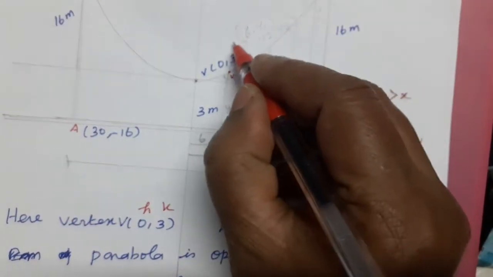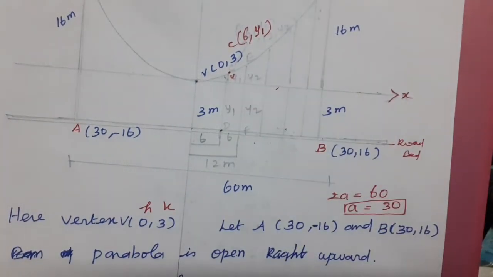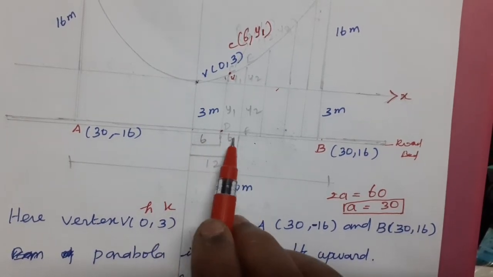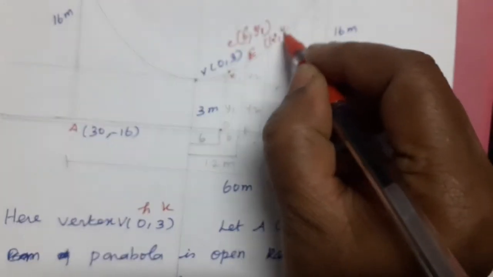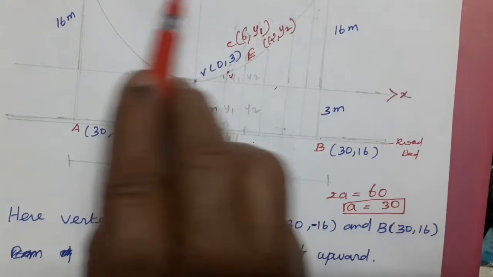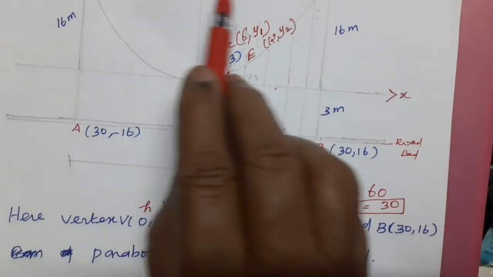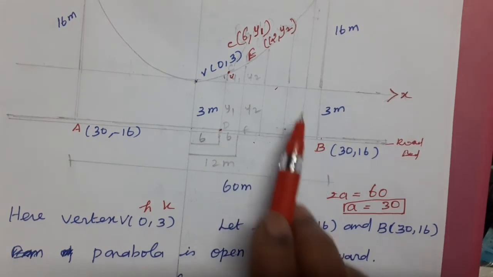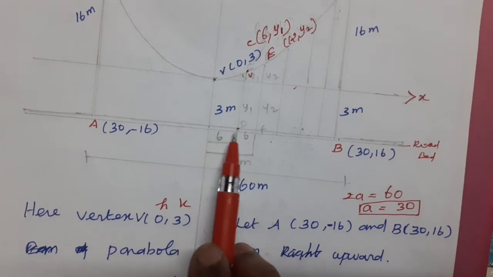Therefore the point C is 6 comma y1. We are going to find y1. Again, from the vertex to the second cable, first 6 and second 6, 6 plus 6 is added, we get point E. E is 12 comma y2. Listen carefully. This is PQ, the 60 meter portion of the roadbed. This is the roadbed. This is the height of the end of the cable. The distance between the two cables is 6 meter as well as 6 meter.